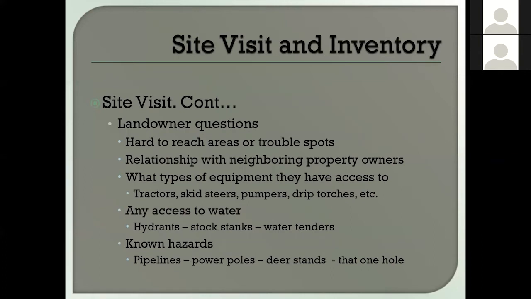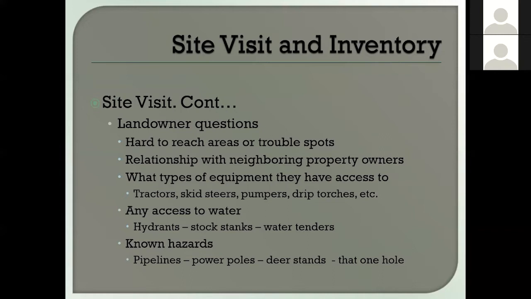Some of the things that I ask when I'm out there is, okay, are there any hard to reach areas or trouble spots, right? Is there a big hole or old dump site in there? What the relationship is with neighboring property owners. This is really important. So, when you're planning like a wind direction or something like that, if you have a neighbor that absolutely just does not like you or does not want any kind of smoke or anything on them, those things are good to know so you can put that into the planning process.